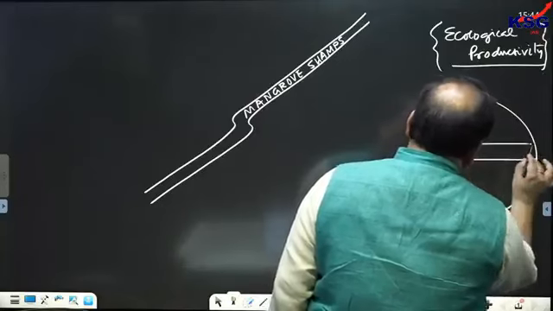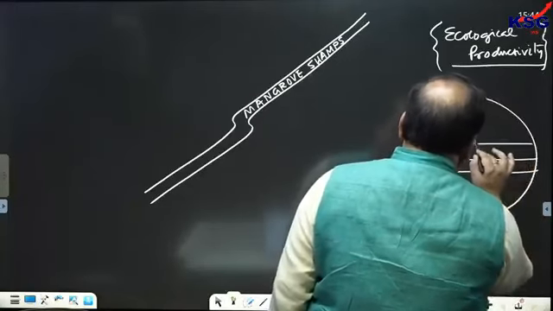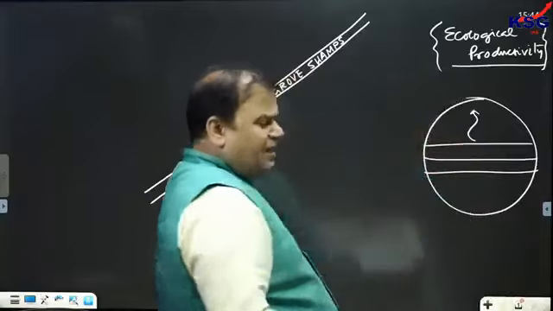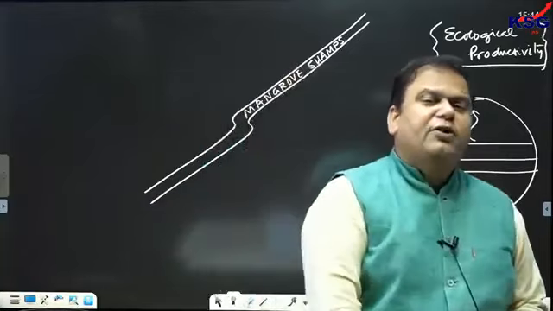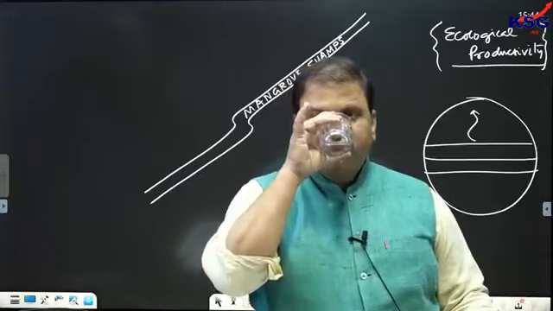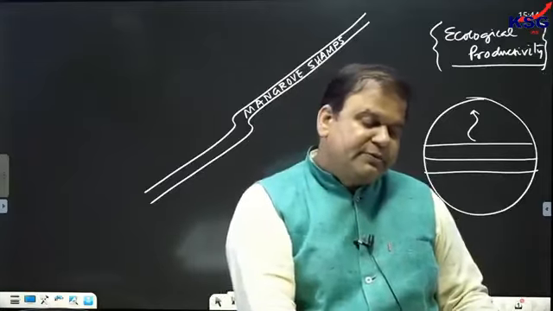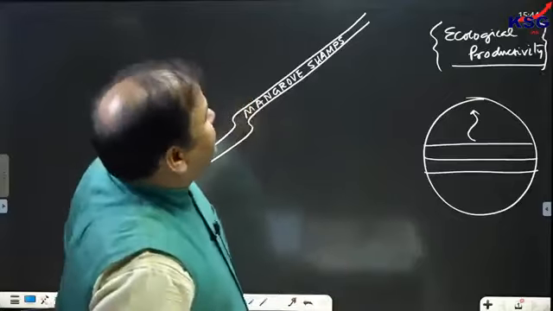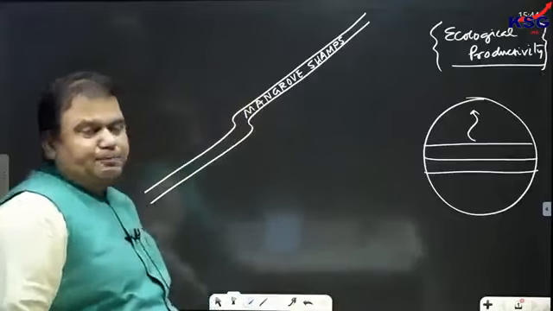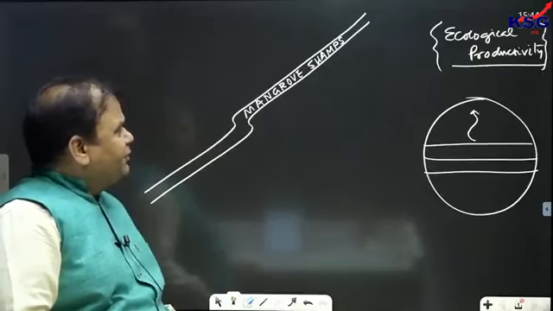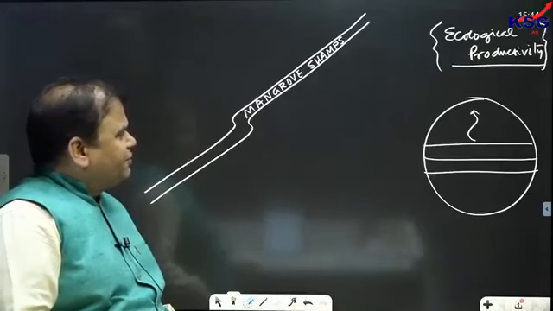In the tropical rainforest. But it reduces as we move towards the poles. Maximum ecological productivity on earth is present in tropical rainforest. Tropical rainforest registers maximum ecological productivity.